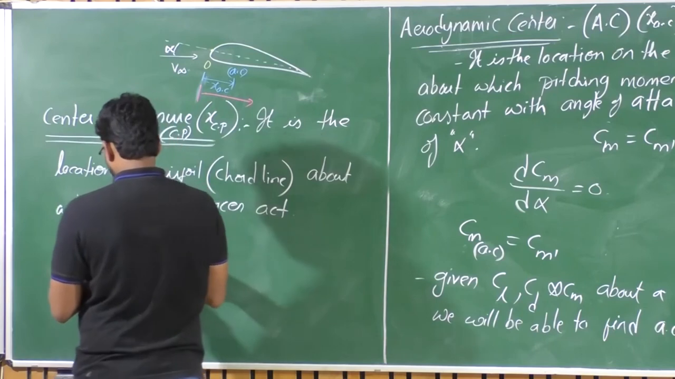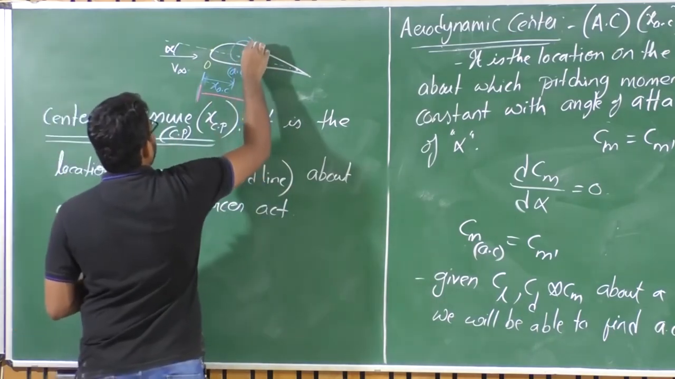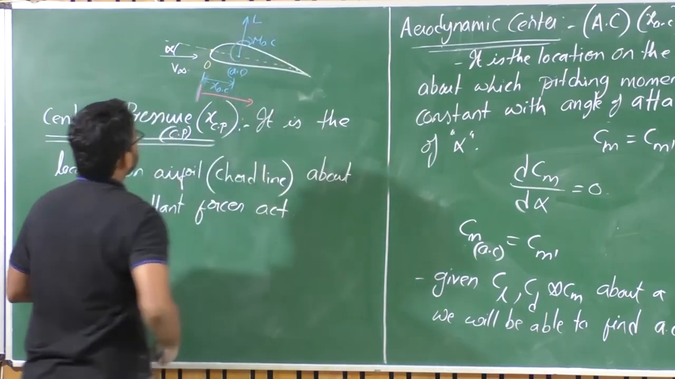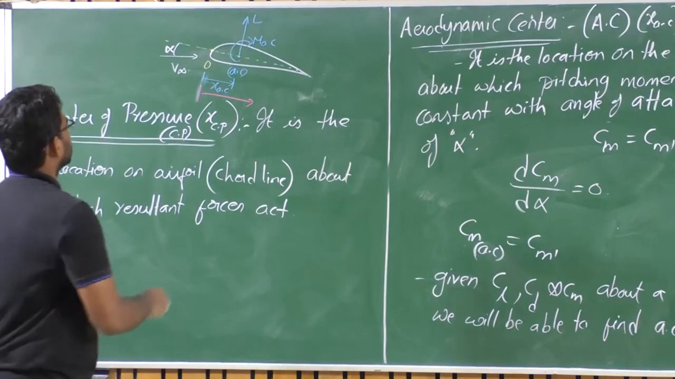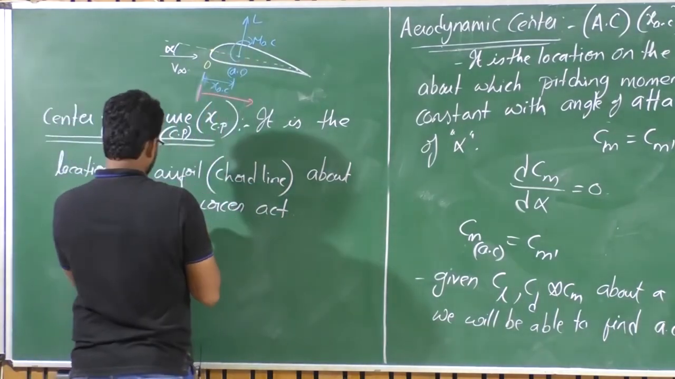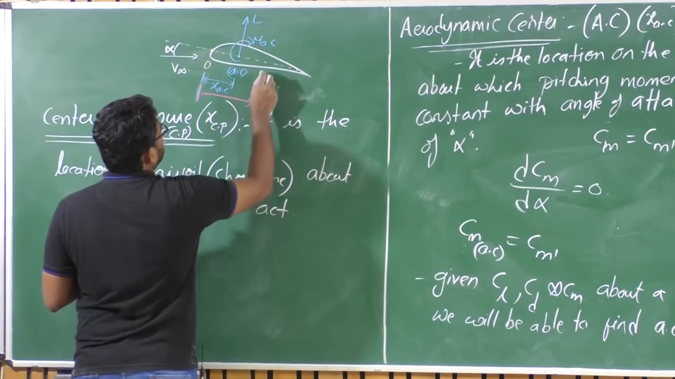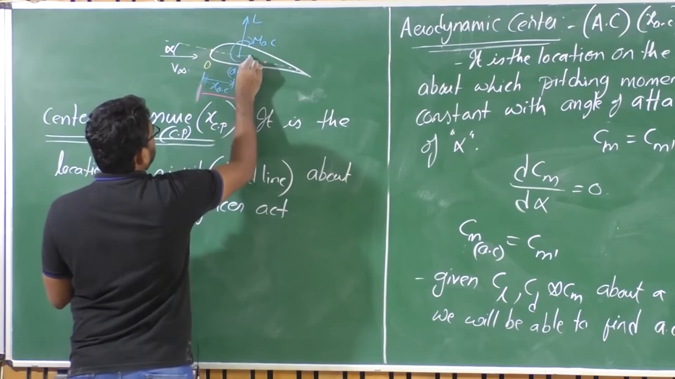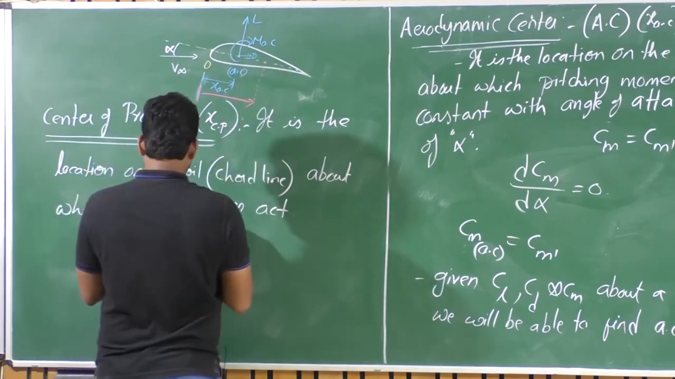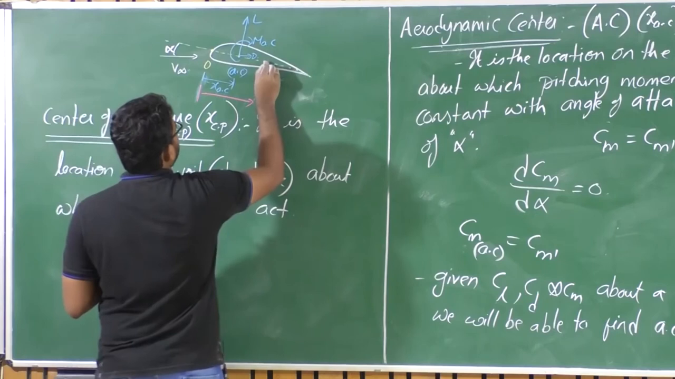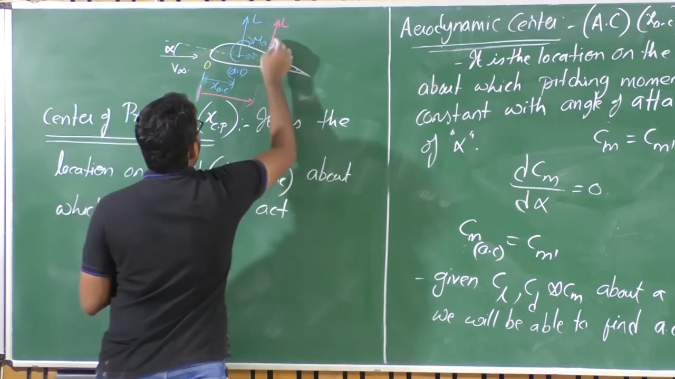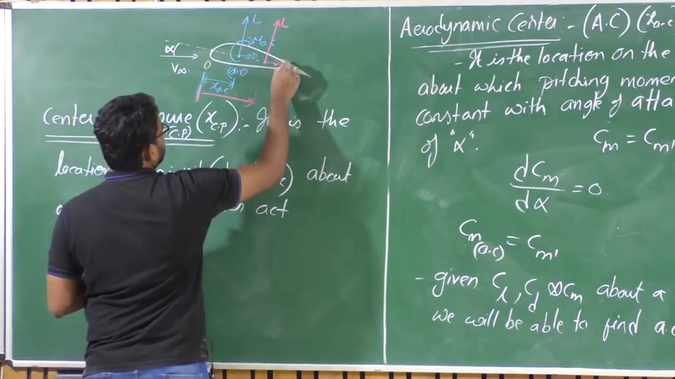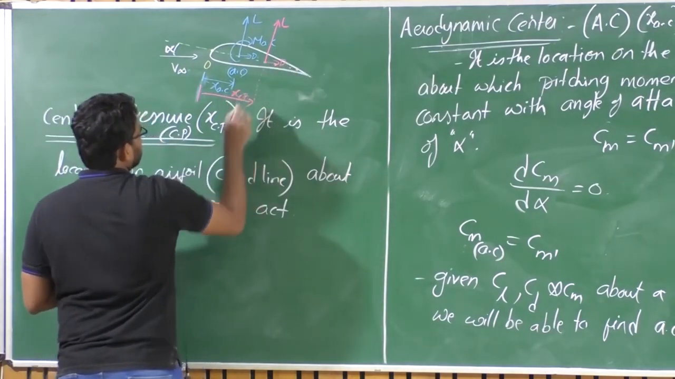So about the aerodynamic center, what can we expect? Moment about the aerodynamic center, and then lift, isn't it? Lift acting perpendicular to V infinity, right? And then at the center of pressure, lift and drag, of course, right? About the center of pressure, what we have is the same magnitude of lift, because it's a rigid body again, lift and drag, but there will not be any moment about this XCP, right?